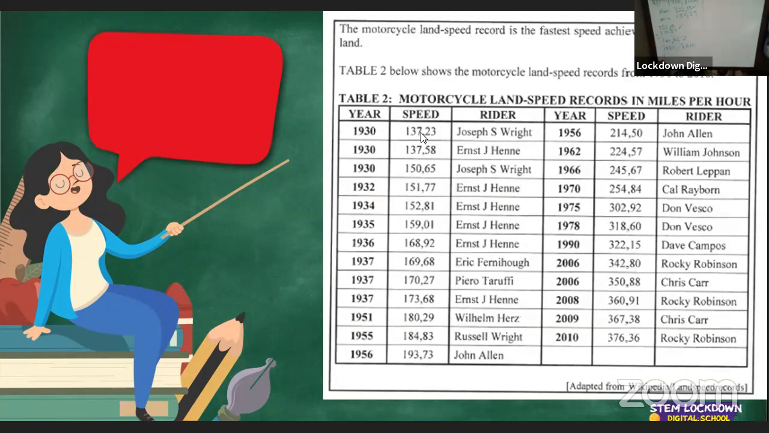We have a record that was achieved in 1930 of 137.23. Okay, then another record in 1930 was achieved again. Okay, then 1930 by Joseph S. Wright, again another record. That is another record. Then here we have 1951. A new record is set. This is a new record again. Okay. Then we have here 1952.